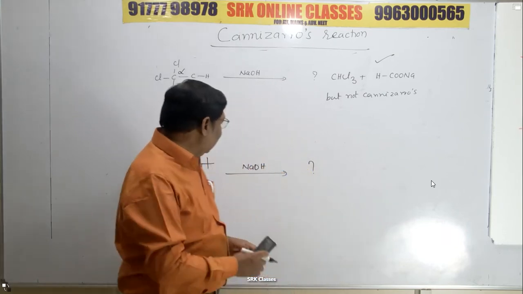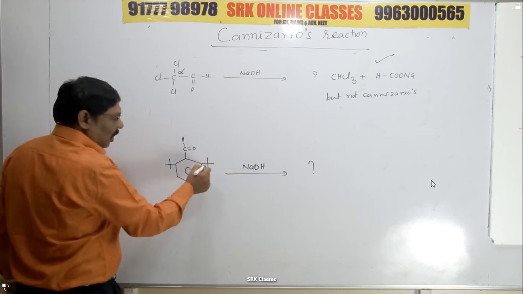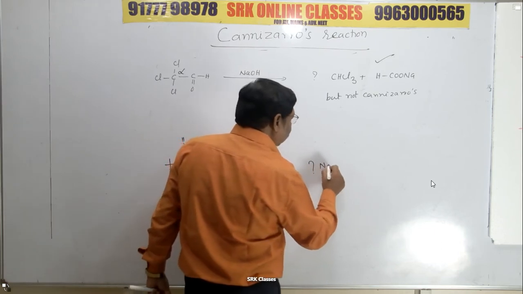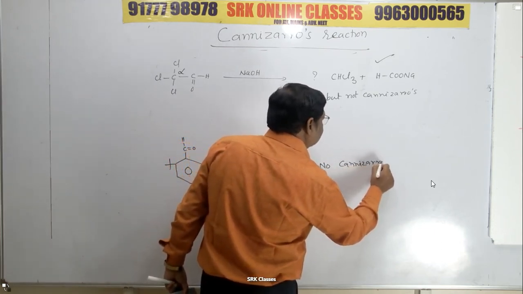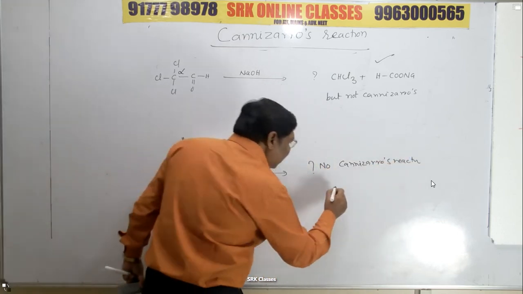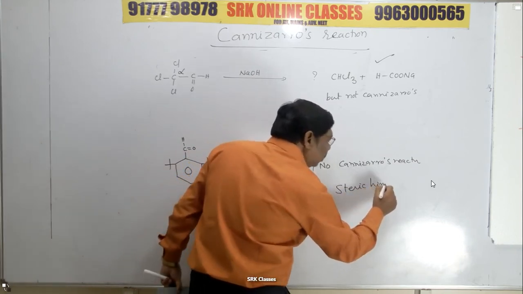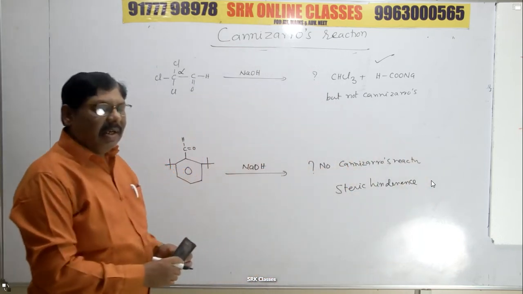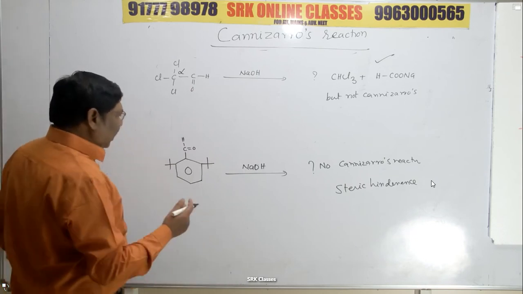In the same manner, if you look at this one, here also there is no alpha hydrogen atom. An iso tertiary butyl group is present, and here no Cannizzaro reaction because of steric hindrance. Due to steric hindrance, it does not undergo Cannizzaro reaction. Similarly, I can give another exceptional case.